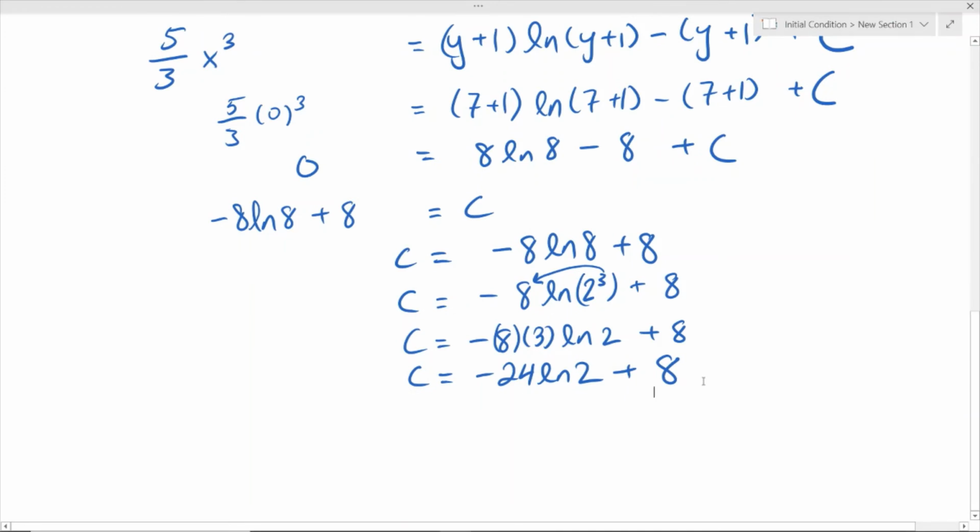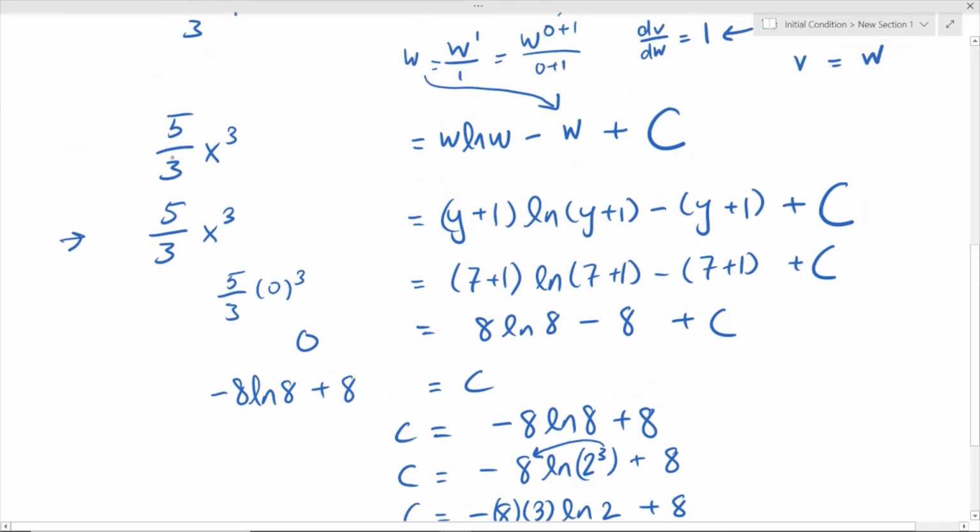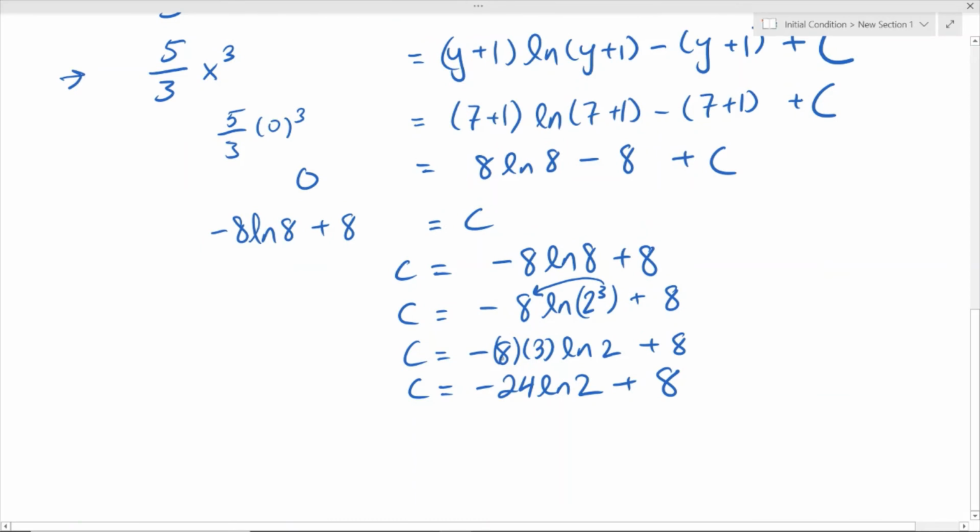And now we just have to plug the c back into our equation, which was this equation right here. So we're going to plug that back in. So if we plug it back in, well, let's just copy this part first. 5 over 3x cubed is equal to y plus 1, right? We're not substituting anything in the y's or the x's now, because we just have to plug in the c, that's it, to get the equation.